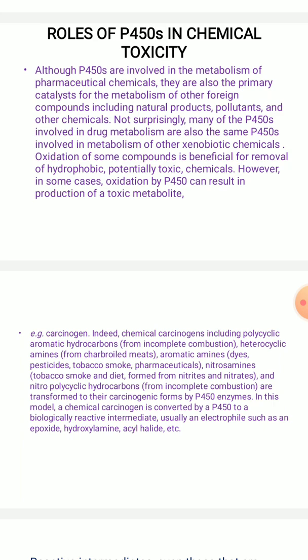Heterocyclic amines from charbroiled meats, for example; aromatic amines such as dyes, pesticides, tobacco smoke, pharmaceuticals; nitrosamines in tobacco smoke and diet, which are formed from nitrites and nitrates; and nitropolycyclic hydrocarbons from incomplete combustion are going to be transformed into their carcinogenic forms by the P450 enzymes. In this model, the chemical carcinogen is converted by a P450 into a biologically reactive intermediate.